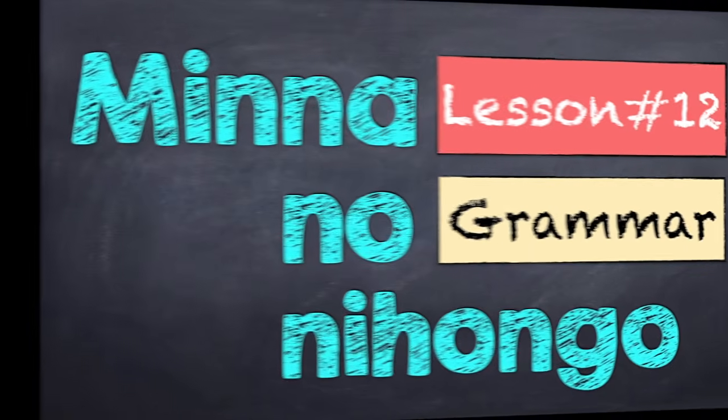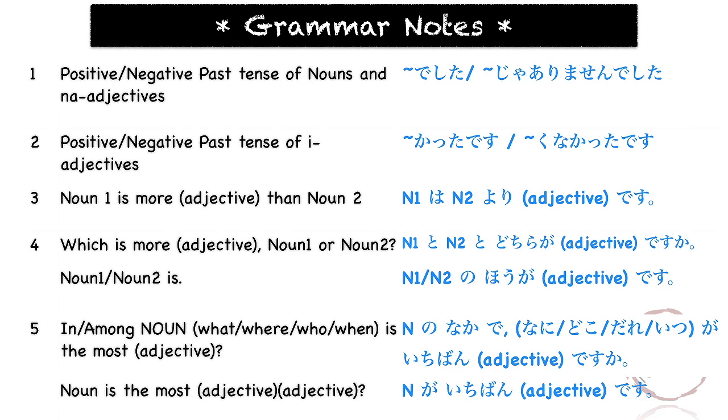Konnichiwa! Welcome back. In this video, we will study new Japanese grammar from the Minna No Nihongo Textbook, Lesson 12. Here, we will learn different grammar patterns such as asking or comparing two different things. それでは始めましょう。Here are the grammar points that we would learn in this lesson.